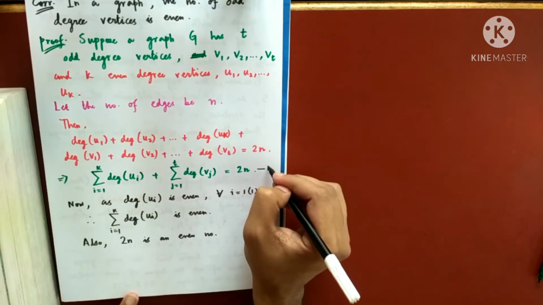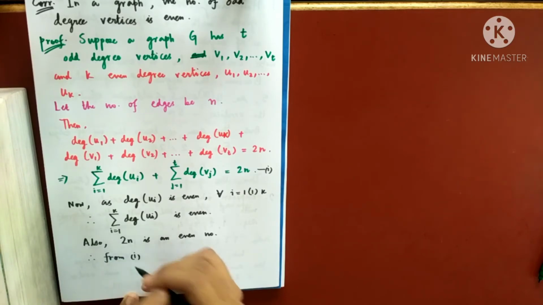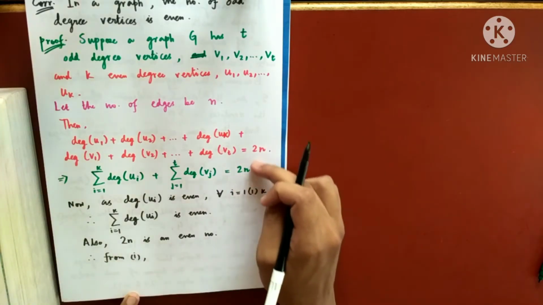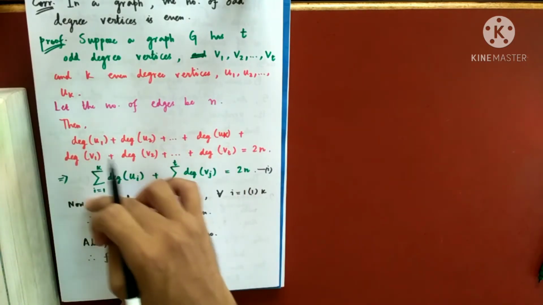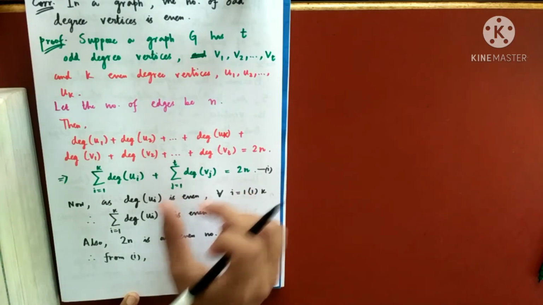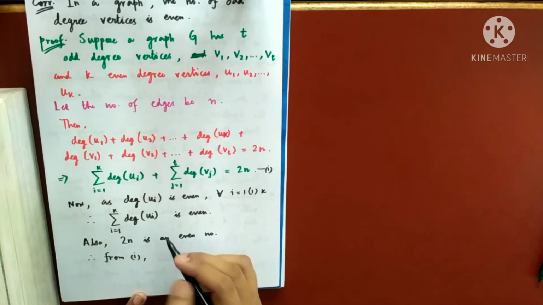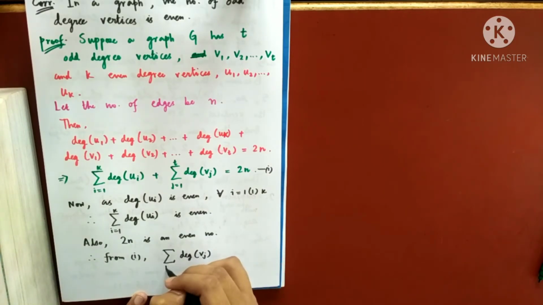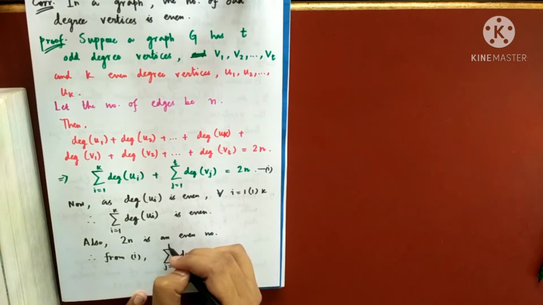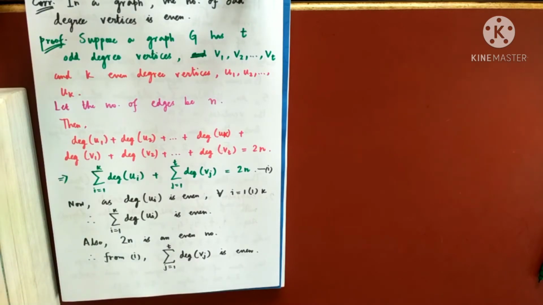So, if I call this equation 1, then from 1 and all these facts: this is an even number, this is an even number. So this must be even, no? Because even plus odd will definitely be odd, which will lead to a contradiction. So from 1, this summation of degree of Vj, j running from 1 up to t, is even. Tell me whether I am clear up to here or no.